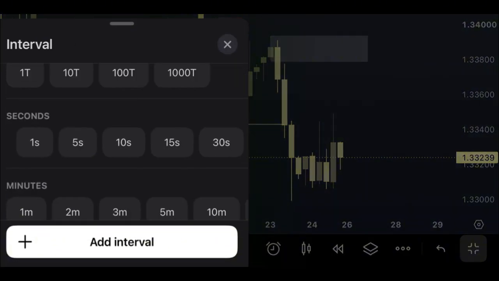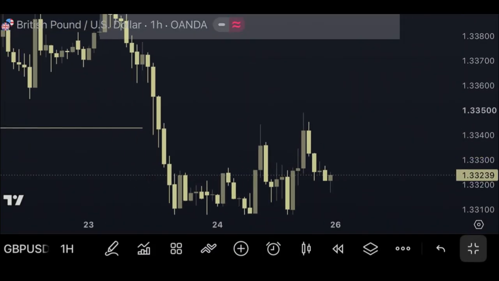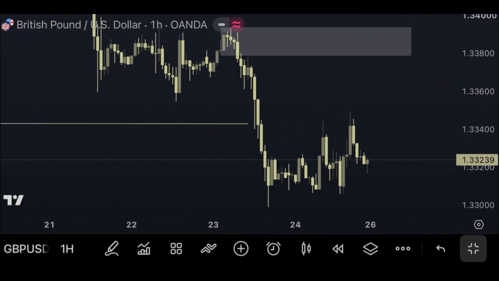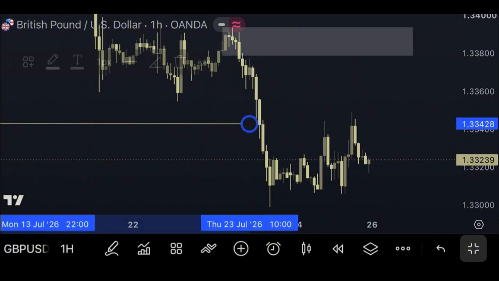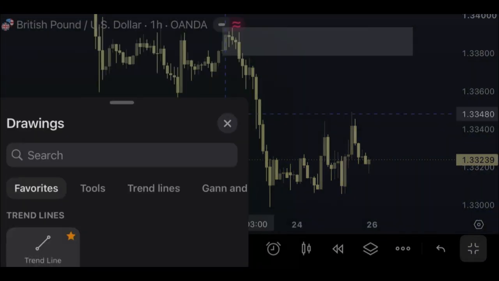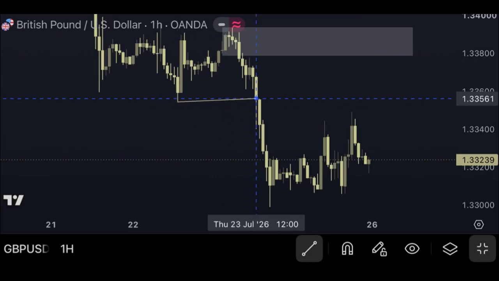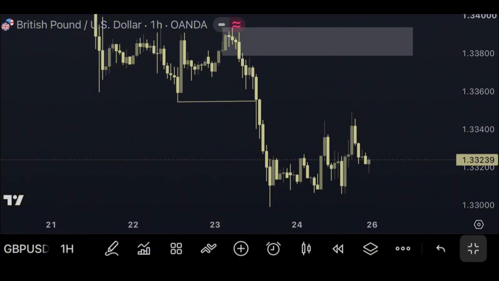Now let's jump down to the 1 hour time frame. Now this is the 1 hour time frame. As you can see on the 1 hour time frame, let's remove this 4 hours break of structure. This is the 4 hours break of structure. Let's delete it. On the 1 hour time frame, what can we clearly see? We are seeing that price is bearish. This is a break of structure on the 1 hour time frame.